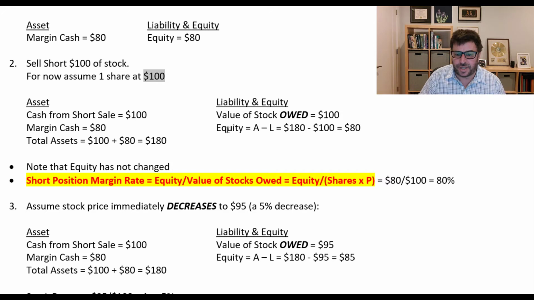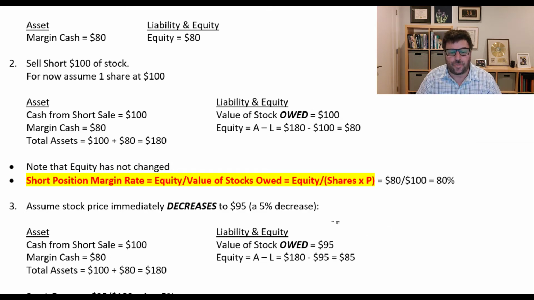And so my equity is going to be the 180 minus the 100, and that's $80 again. Oh, the equity hasn't changed. The short position margin, and this is a slightly different formula than we had before, now it's equity divided by the value of what's owed, not the value of what's held, because we don't hold anything. And so it's the 80 divided by the 100, and it's still 80% margin.